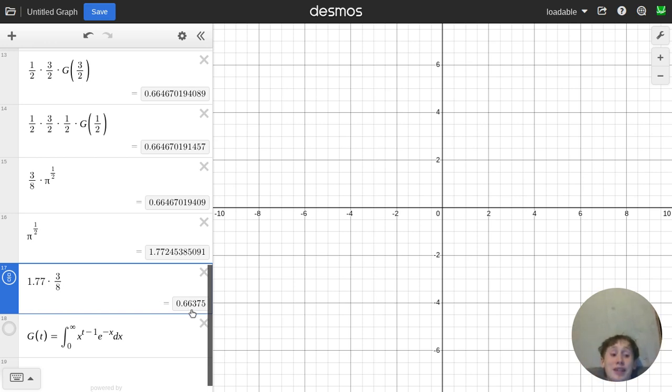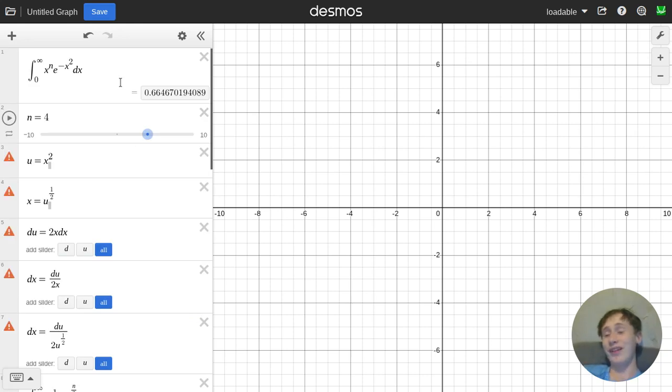It's a mess. I don't know why it wasn't showing. But I hope I can help show you how to solve this tricky little integral here.